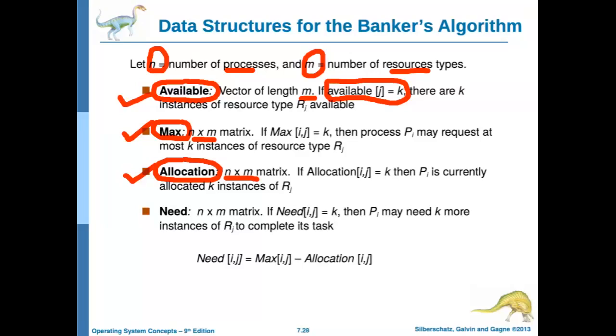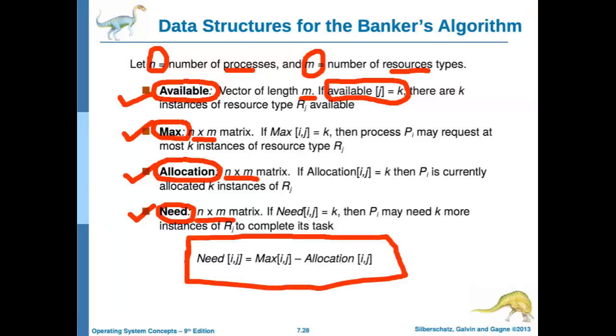And similarly, there is something called the need matrix. This is again like max and allocation, an n by m matrix. Okay, so what is need? It's a very simple thing. For any particular process, what is the maximum demand, what is the current allocation, and what is the need. So need can simply be calculated. That formula is given here.